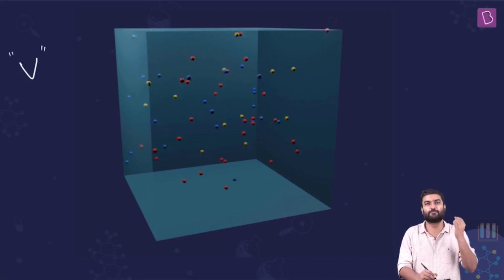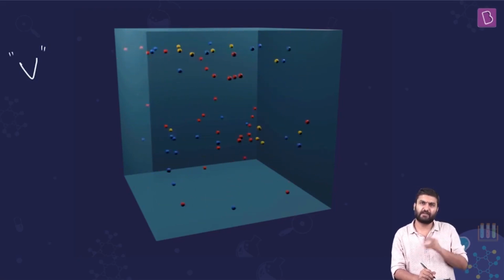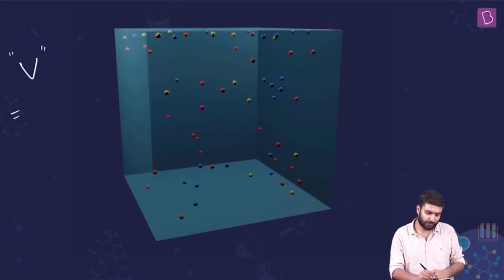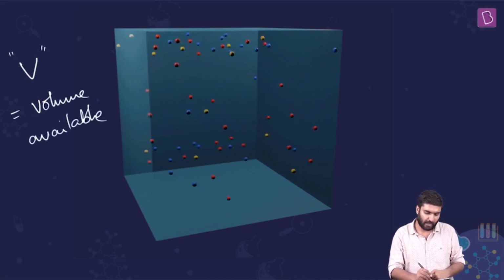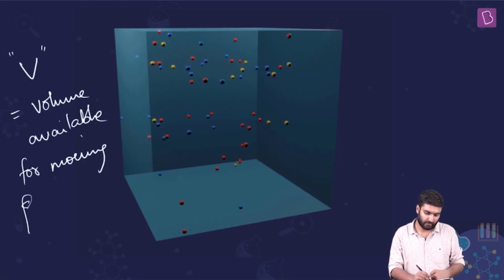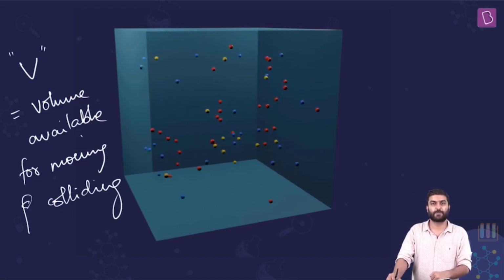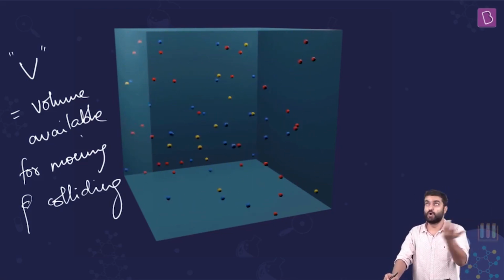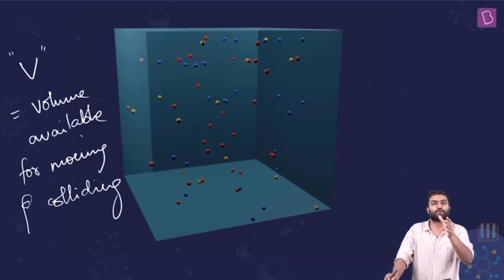Now one thing that we need to properly understand here is that when we talk about volume V, it is not necessarily the volume occupied by the particles. No. In fact, later in the session today, we're going to learn that the volume V is essentially the volume available to the particles for moving around and making collisions. Right? So the V volume here is essentially the volume that is available for the particles to move around randomly and do their collisions. That is the V volume in PV equals nRT.